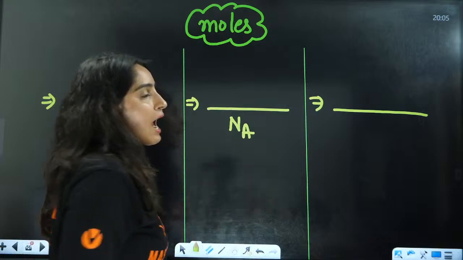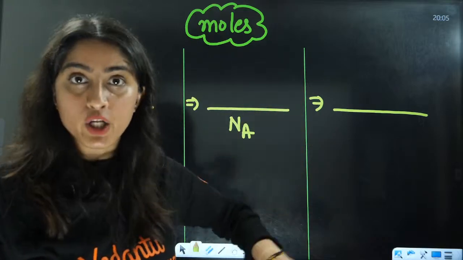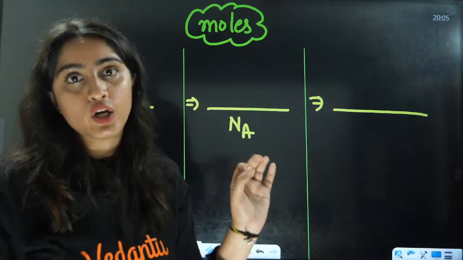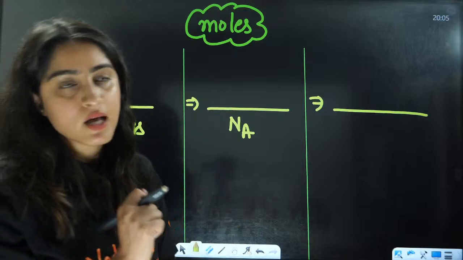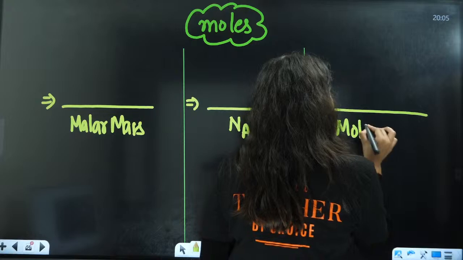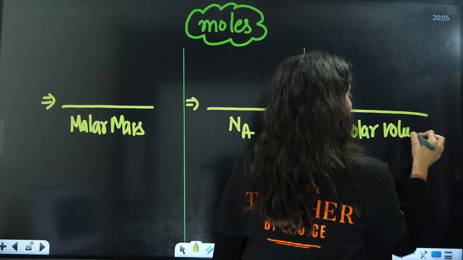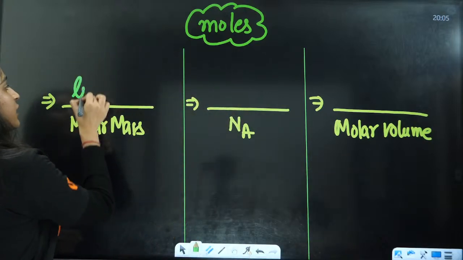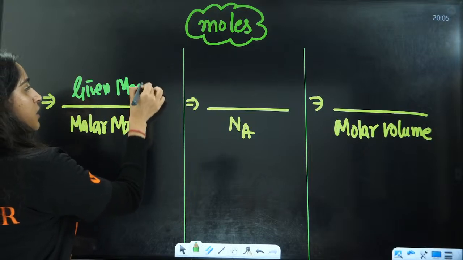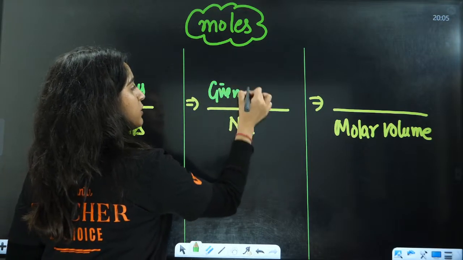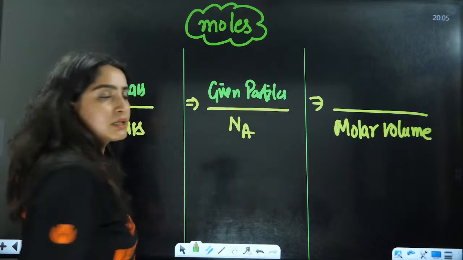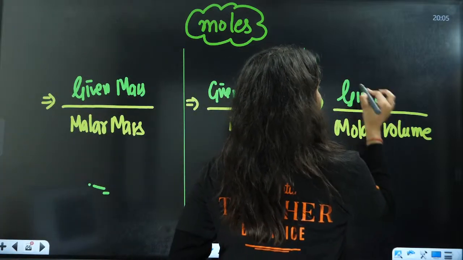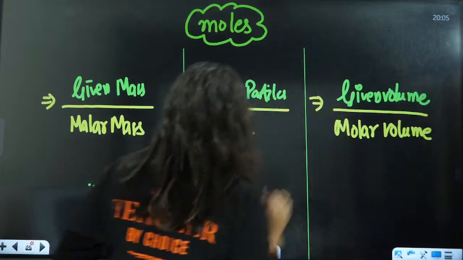And when we are converting moles to volume, we write the volume of 1 mole, the molar volume, the volume of 1 mole of gas. That is molar volume, right? And here we write given mass, given particles, that may be in atoms or molecules, and here we write given volume.